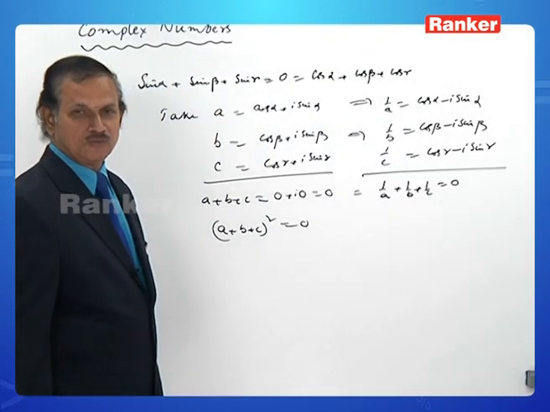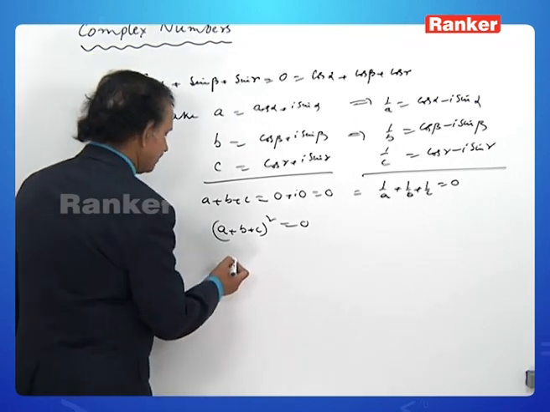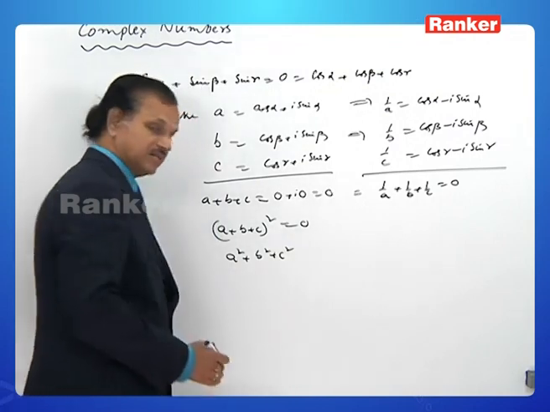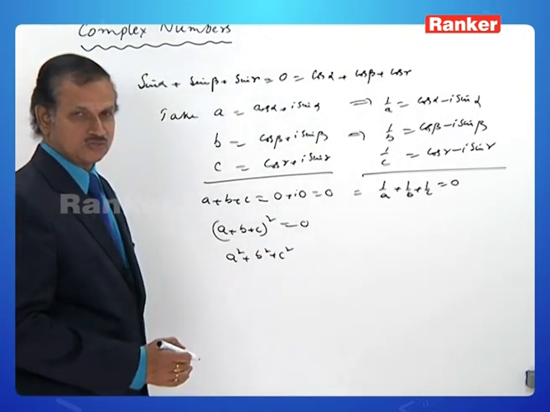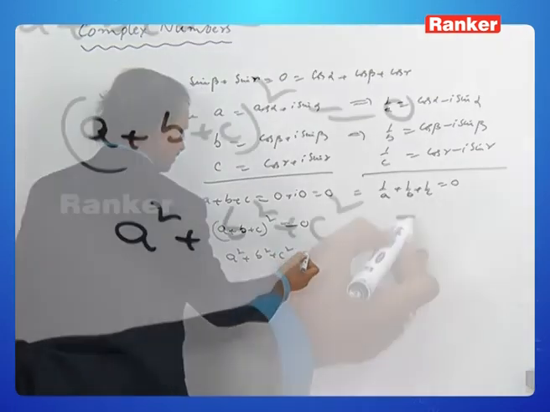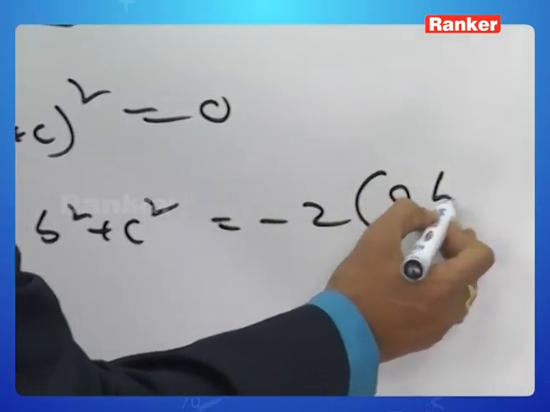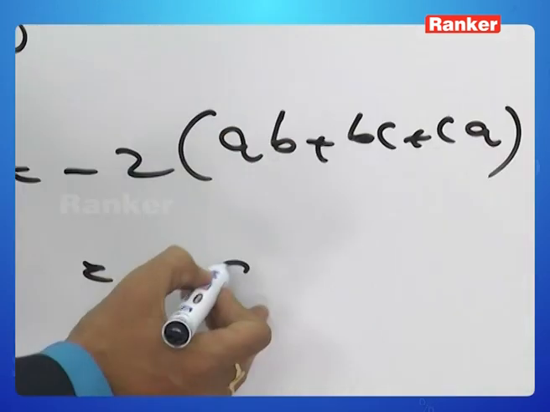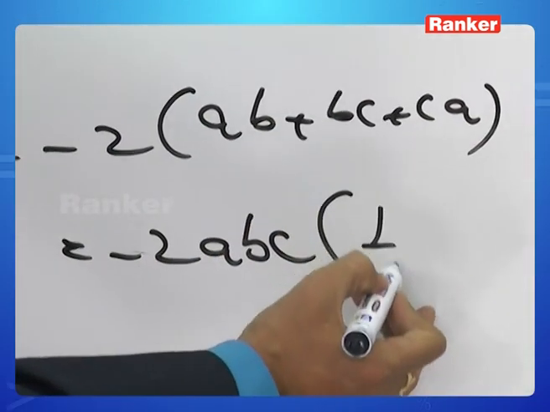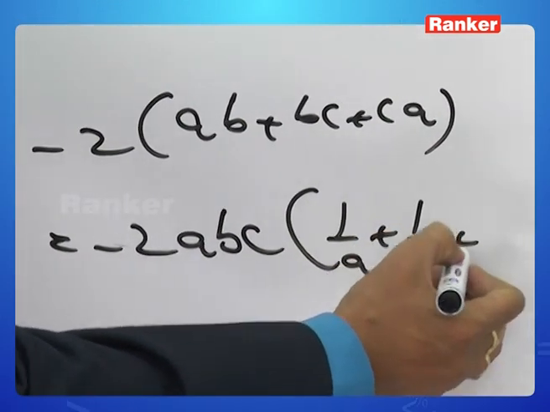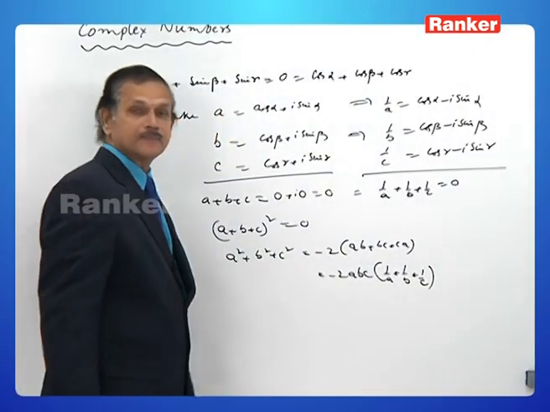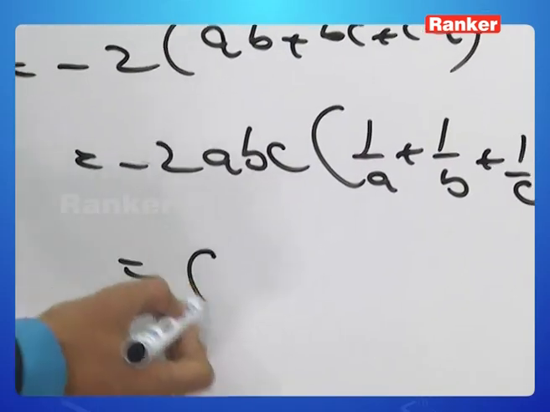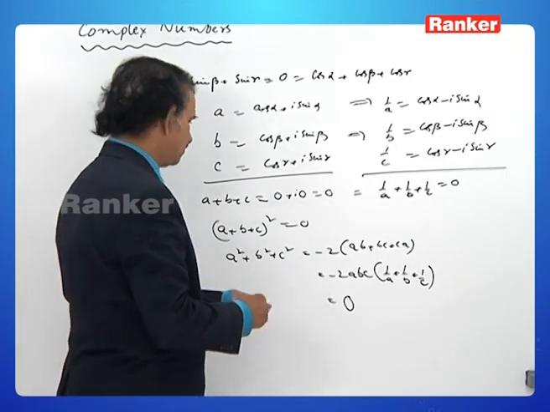A plus B plus C whole square is 0. What is A plus B plus C whole square? A square plus B square plus C square plus 2AB plus 2BC plus 2CA is equal to 0. This is equal to minus 2 into AB plus BC plus CA, which is just nothing but minus 2ABC into 1 by A plus 1 by B plus 1 by C. What is 1 by A plus 1 by B plus 1 by C? 0. So this is 0. A square plus B square plus C square is 0.